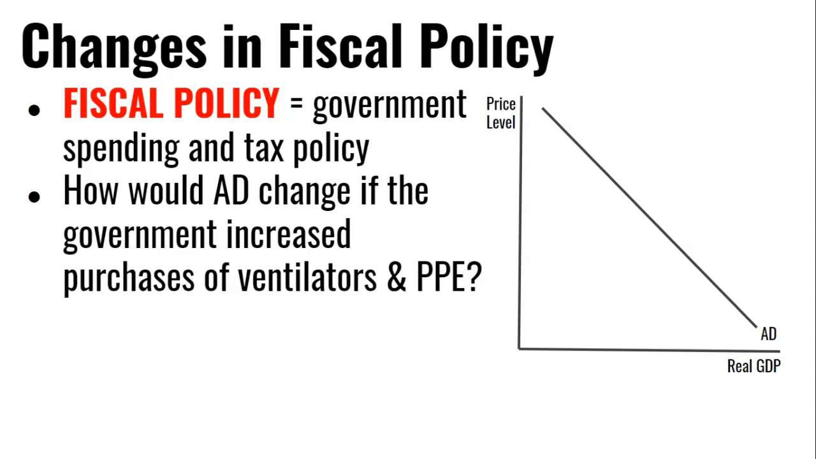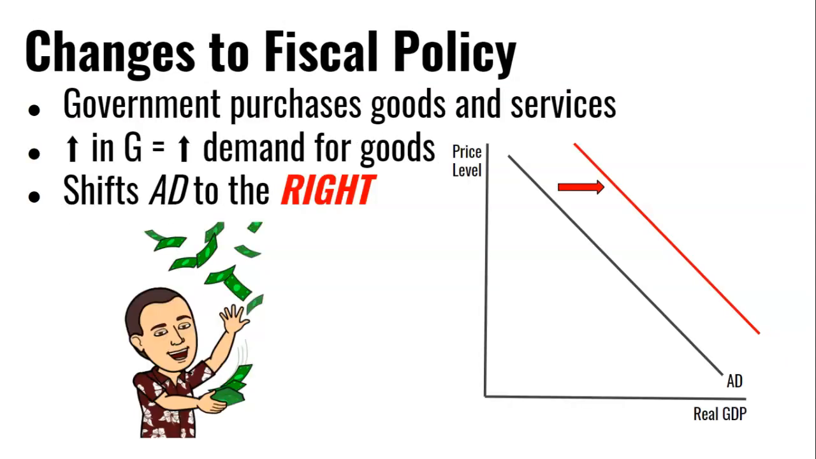So think about that. Again, pause the video and see if you are right. If the government was going to increase its purchase of PPE and ventilators, or something else for that matter, if the government's buying more stuff than before, then we would expect that the amount of goods and services demanded in the economy would increase, because government is one of the key demanders of goods and services within the economy.